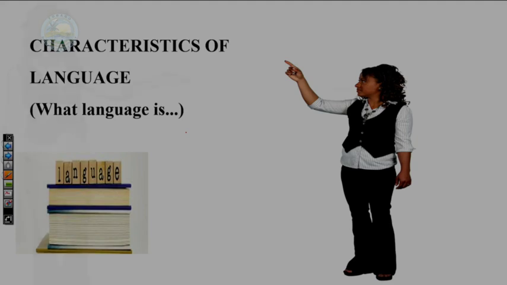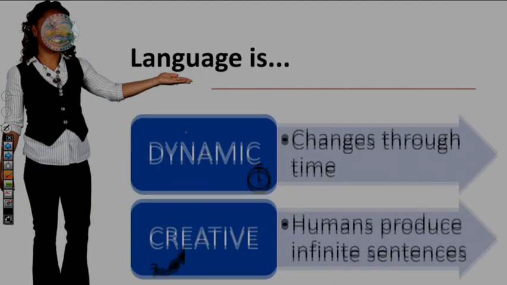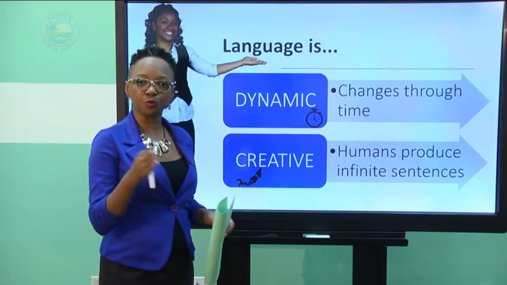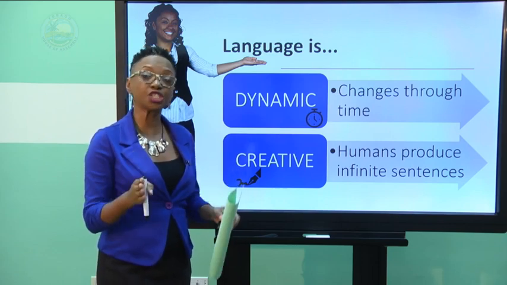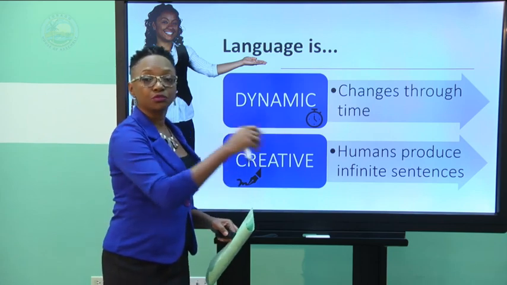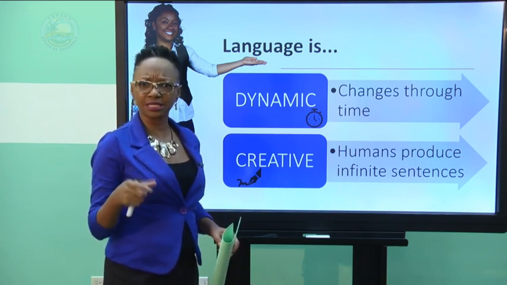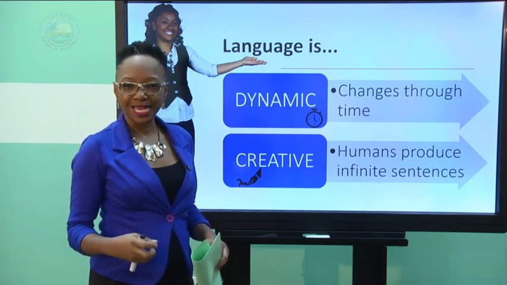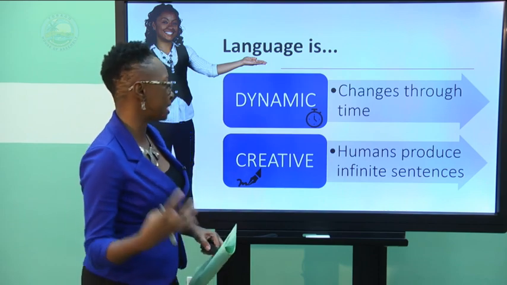So a language is dynamic. It's creative. What do we mean by this? When we say that language is dynamic, what we mean is that it changes through time. Language does not remain fixed. And it's one of the things that truly excites me about language. If we take, for example, English that was spoken 300, 400 years ago, it's not the same variety of English that's spoken now. Language is a living phenomenon. It is dynamic and it changes over time.